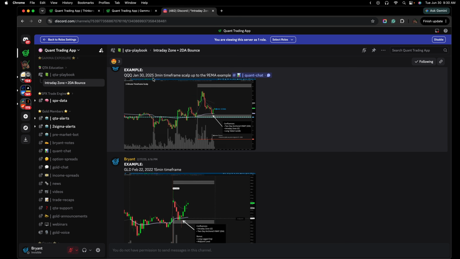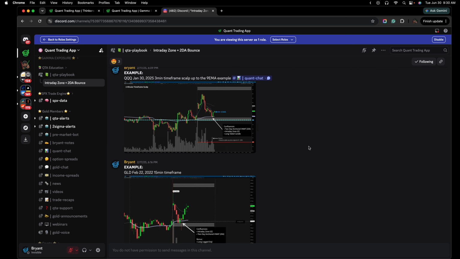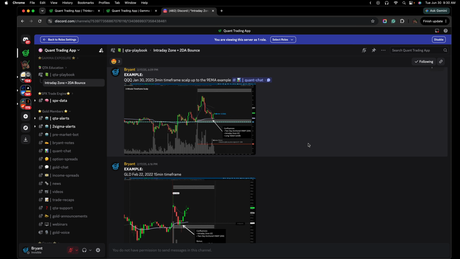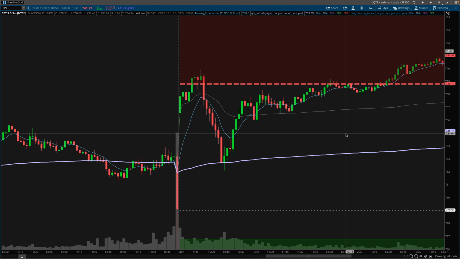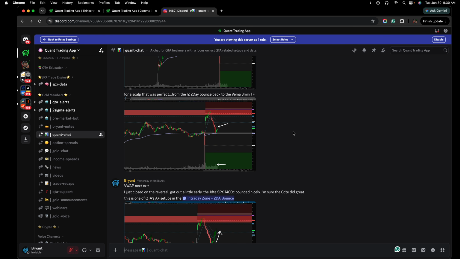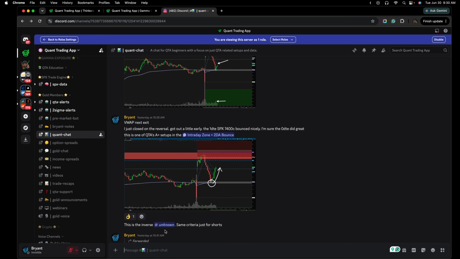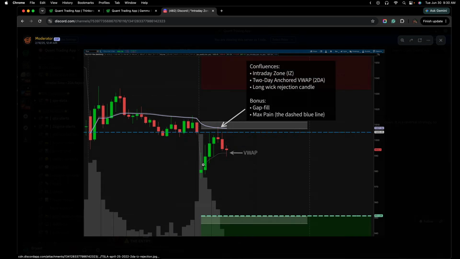These are examples from 2025, this is 2022. Obviously, we just had an example from 2026. There's got to be at least hundreds of examples just on the S&P 500 over the past 5 to 10 years, and that is a setup that is not always going to happen, as it has to meet certain levels of criteria. We also have the inverse of it, which is just essentially the same thing but for shorts.